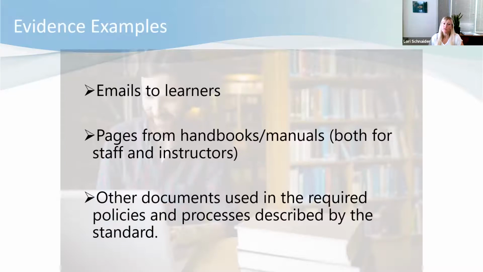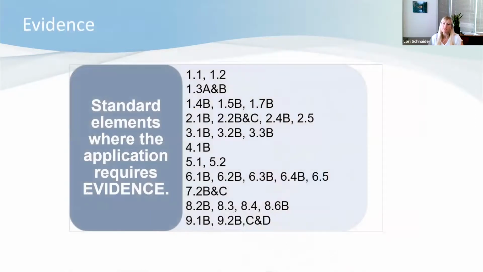Evidence should show that the policies and processes presented in the application are in practice and have been so for at least a minimum of 3 months. When including evidence for review, it is oftentimes helpful to highlight or otherwise draw attention to the specific piece that the reviewers will need to review for that element. Here are some standard elements that require evidence of the documented policies and processes.